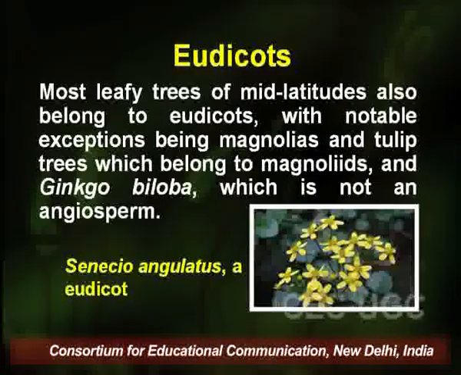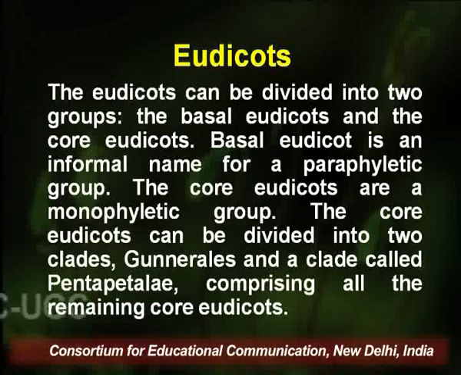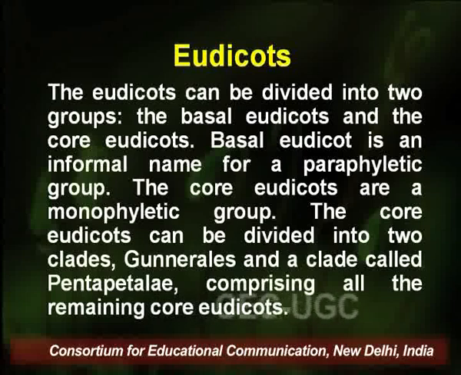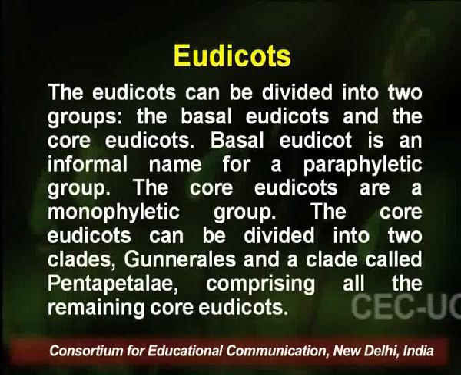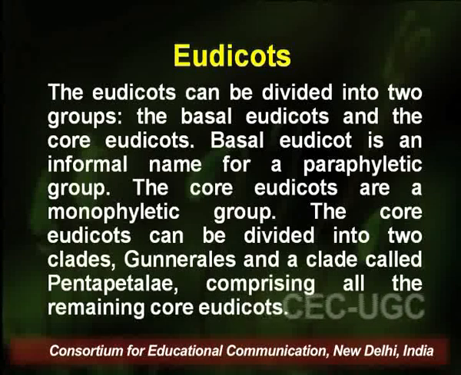Now, this is a flower of Senecio angulatus. It's just an example of a eudicot. Now, the eudicots can be divided into 2 groups, the basal eudicots and the core eudicots. If we talk of basal eudicots, it is an informal name for a paraphyletic group. The core eudicots are a monophyletic group.